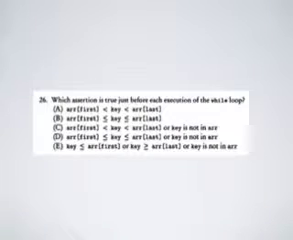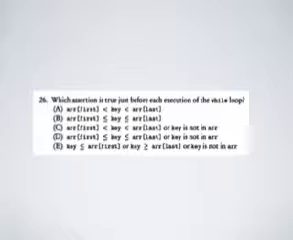Let's see question 26. Which assertion is true just before each execution of the while loop? A. arr of first is less than key less than arr of last. We don't know, because the while loop might break out. So actually, keep in mind the key should not always be between arr first and arr last. So A and B we should not consider, because there are several cases that they have never considered.